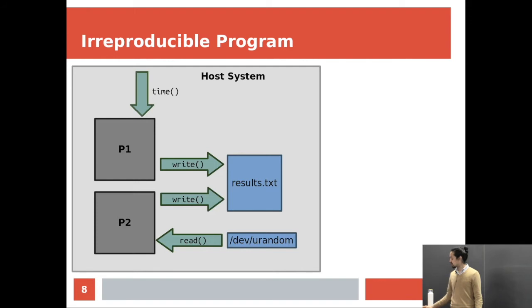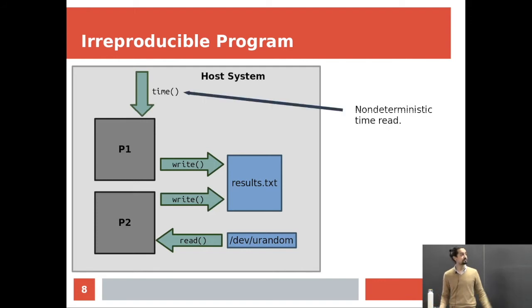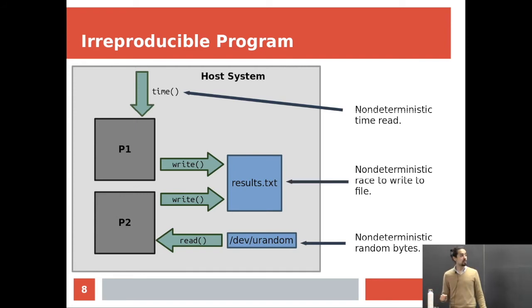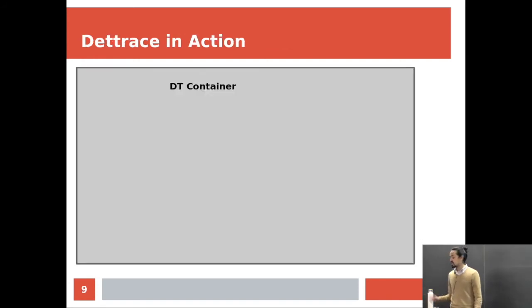So we can see that there's a few sources of non-determinism here. Reading the time is, of course, non-deterministic, and so is reading this random bytes of data. Notice we also have a non-deterministic race here. Depending on who gets to write to the file first, P1 or P2, we may see different results every time we run this program. So now let's see how Dettrace handles all this.